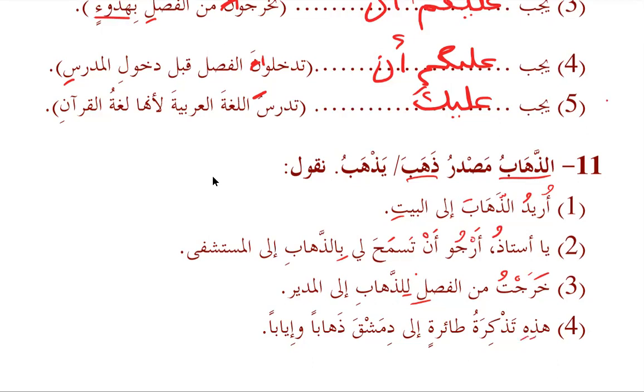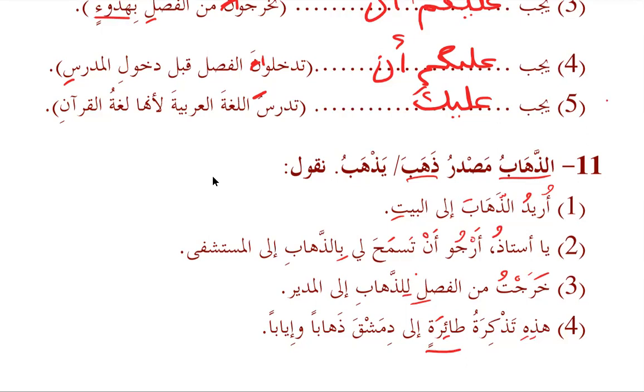This is a plane ticket to Damascus. What does tadhkira mean here? Ticket. So this is a plane ticket to Damascus, to go to Damascus.